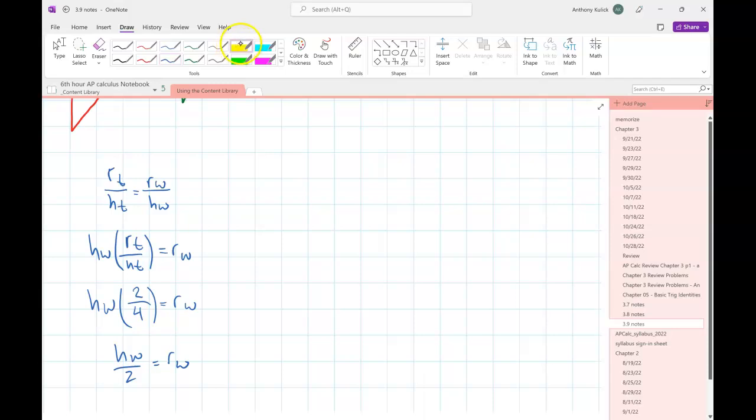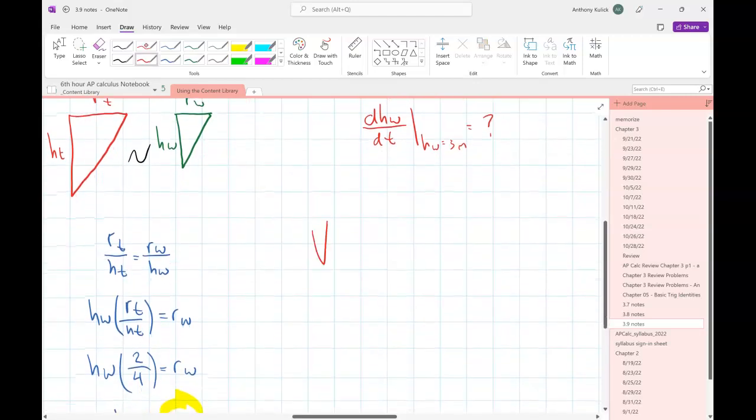So I can then replace RW in my volume equation with HW over 2. Oh, we can't say that HW is 3 because of the changes. Not yet. We have to take the derivative first, and then we can plug in. Right now, this equation is true for all H. And when we differentiate, it still needs to be true for all H. But we're interested at a specific H, so we need to do the derivative before we plug in.